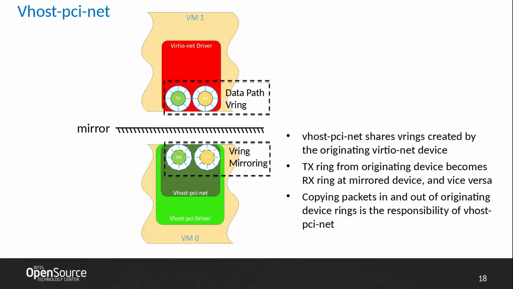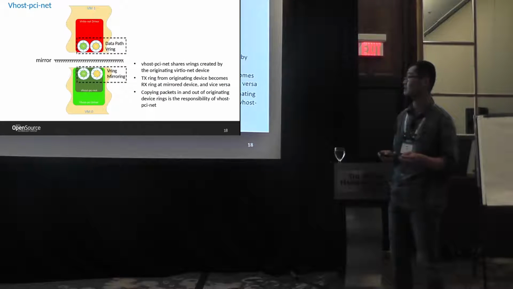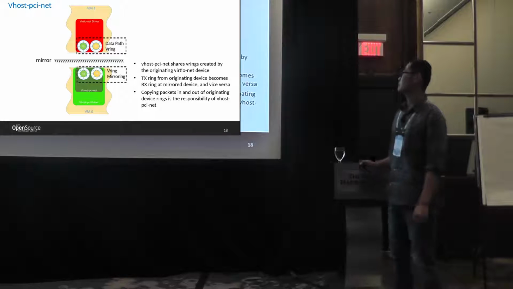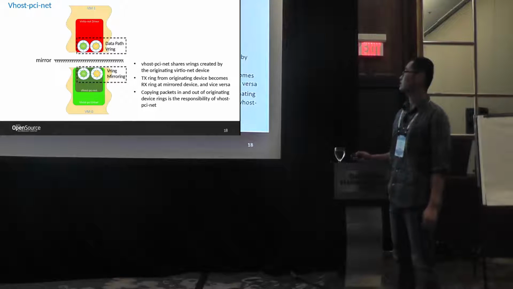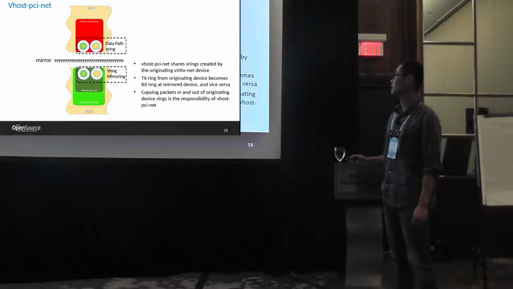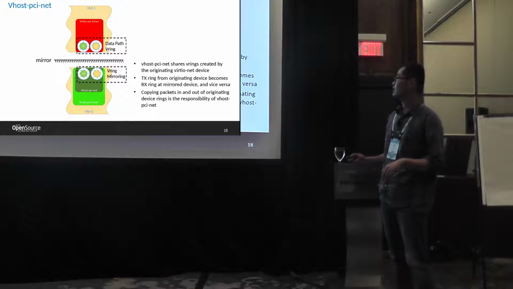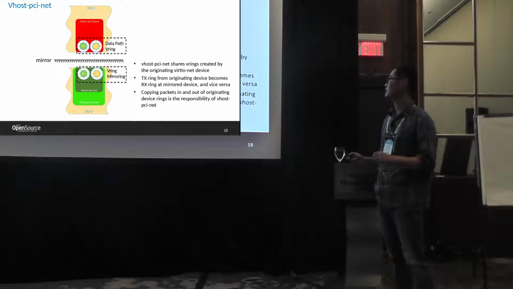So here, I'm going to talk about how the backend functionality is designed. I will use the vhost PCI LED as an example here. In this example, the front-end driver, the virtual LED driver, has a pair of vrings, a TX ring and an RX ring. This is used to transmit and receive packets.